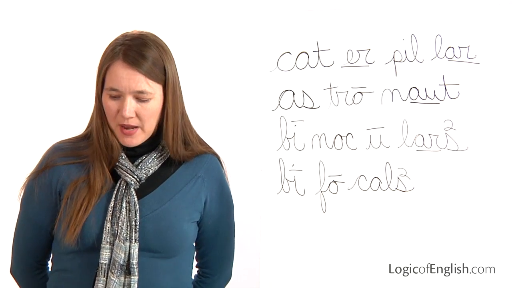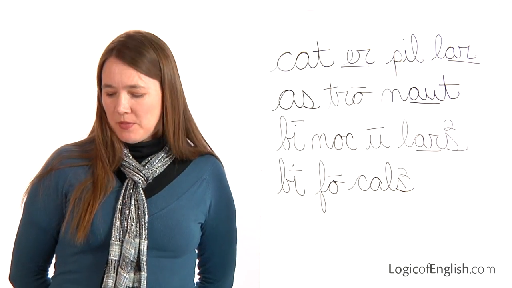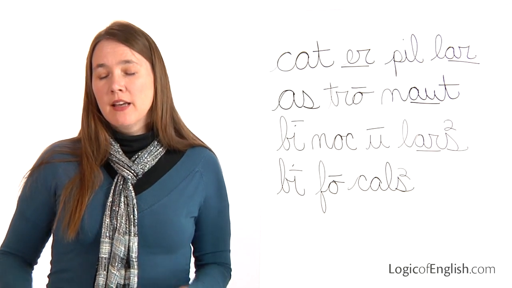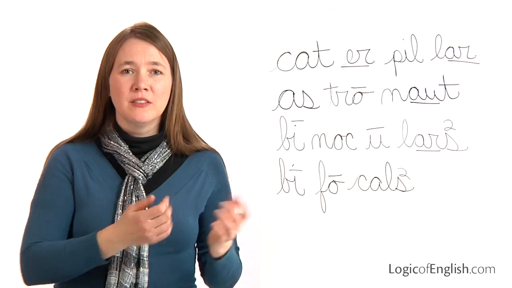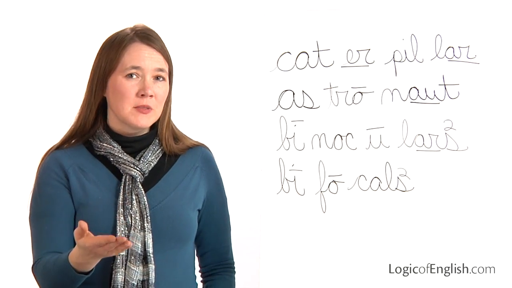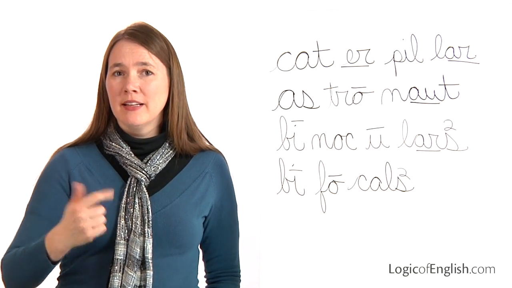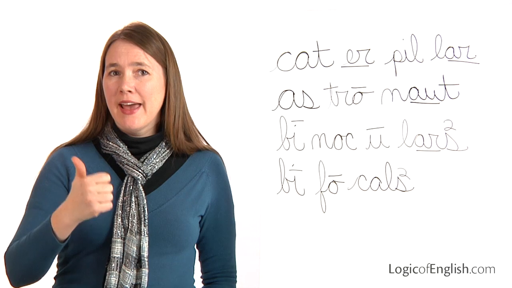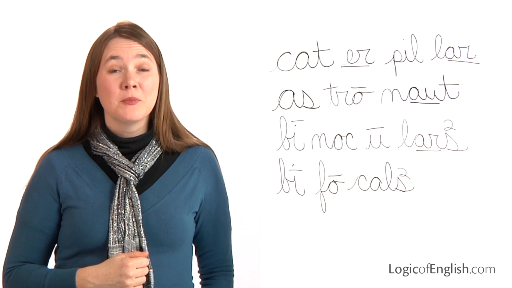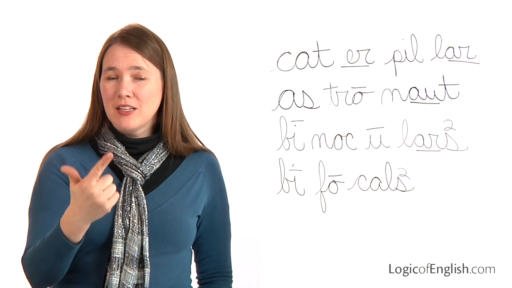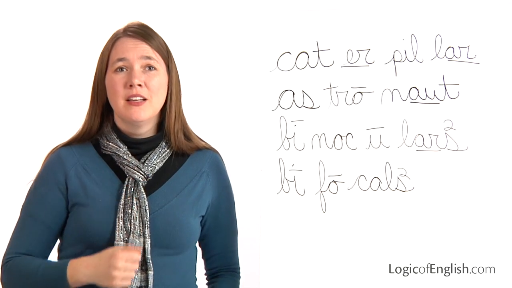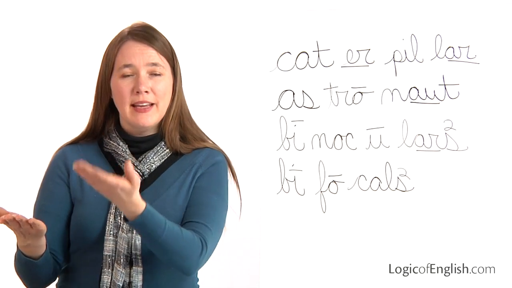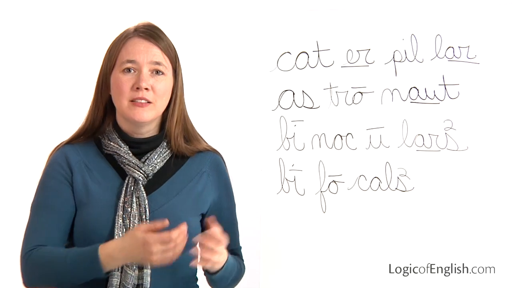The last word is biannual. The biannual meeting will take place next week. How many syllables in bi-an-nu-al? 4. The first syllable is bi, b-I. The second syllable is an, a-n. The third syllable is nu, n-u. And the fourth syllable is al, a-l. Go ahead and write bi-an-nu-al.